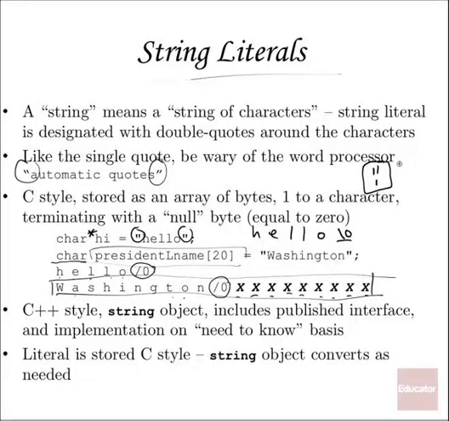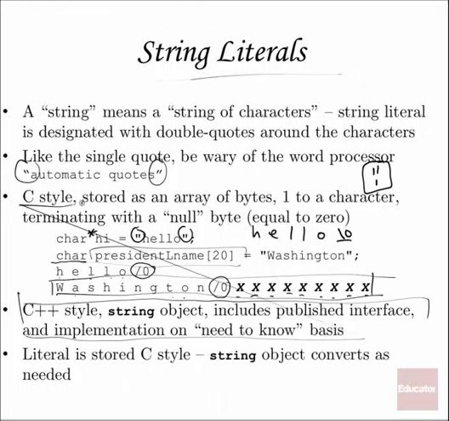Now, C++ also has a string object, which includes a published interface. It's got a lot of different methods for handling strings. The implementation of that string object is on a need-to-know basis, and you don't need to know. But the C style is very famous. It's been used for many years, and everybody knows how to handle it. In C++, very often you will need to use the string object because it includes a lot of methods you can work with. Basically, the literal will be stored C style, and the string object will convert it inside the object as necessary.